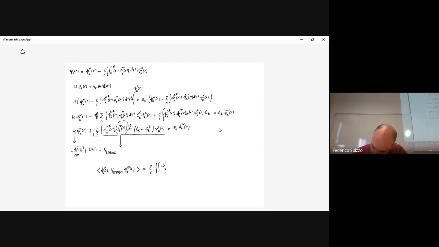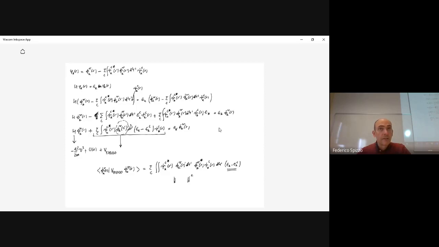So you have c k c conjugated of r prime, phi k valence of r prime, d3 r prime, and this was the initial integral. Then you have phi of k valence of r conjugated, then you have psi of k core of r, d3 r, times E k minus E k core. If you notice the two integrals, in one case you have core conjugated times phi. In the other case, you have phi conjugated times core level. So one integral is the conjugated of the other integral. So this is the square modulus of the integral. So it's positive.